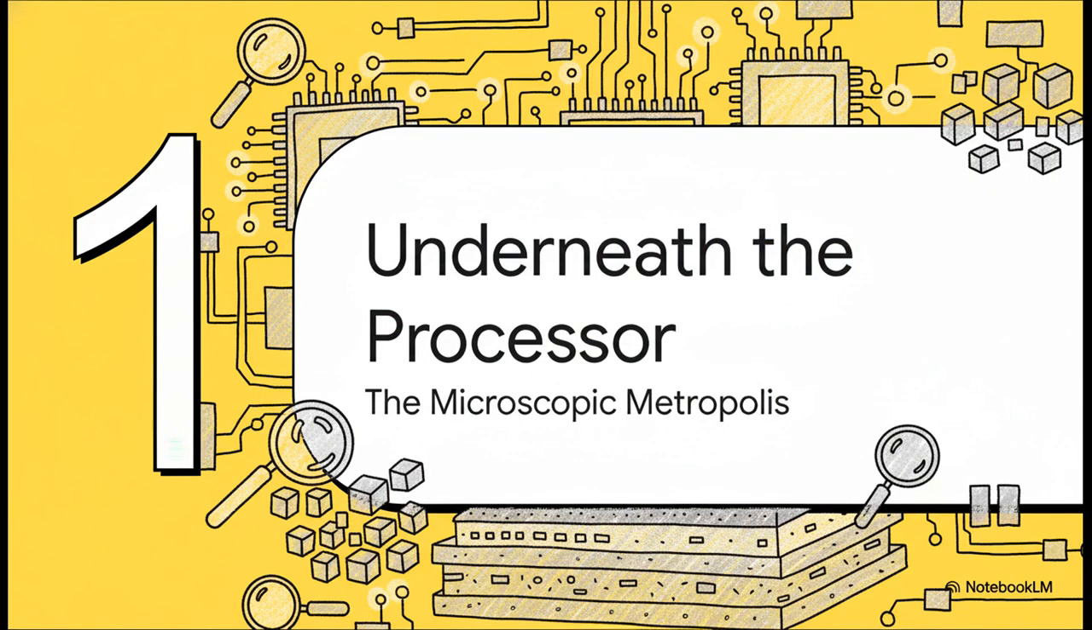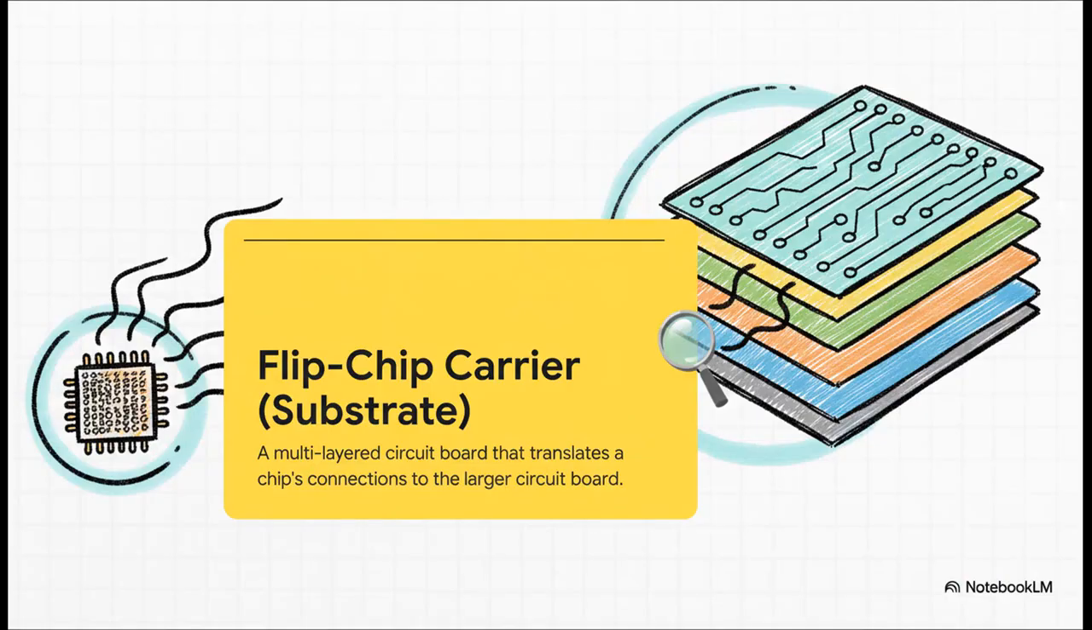Okay, let's start by zooming way, way in. We're going to peel back the layers and see what's sitting directly underneath that powerful chip. Welcome to what you can only call a microscopic metropolis. This right here is the key to everything. It's called a flip chip carrier, or more commonly, a substrate. And you can think of it like a universal translator for electronics. It takes the incredibly dense, microscopic language of the processor and translates it into a language the main circuit board can actually understand. It is the absolute critical link in the chain.